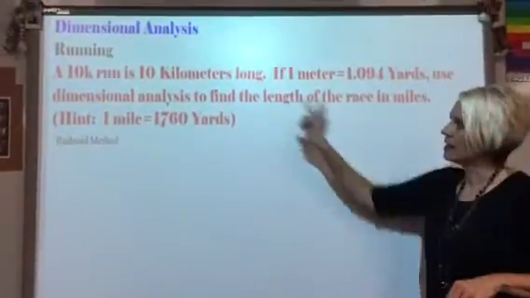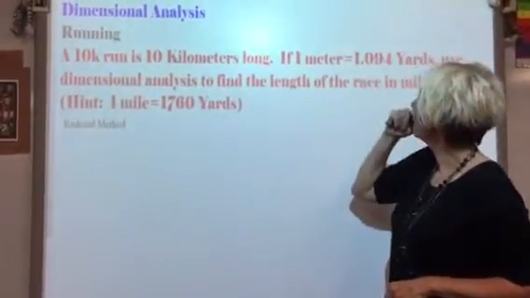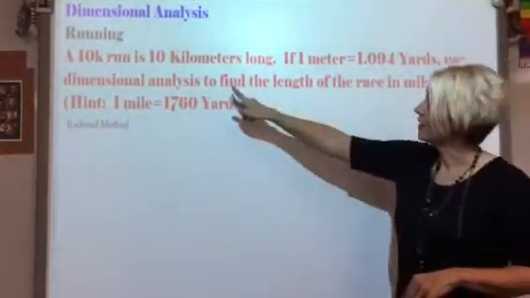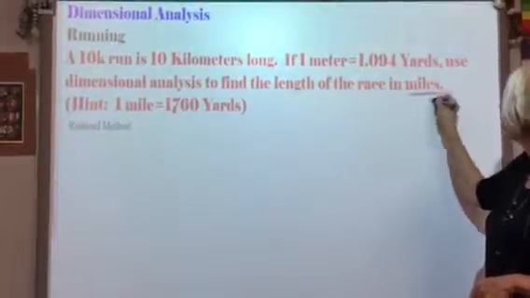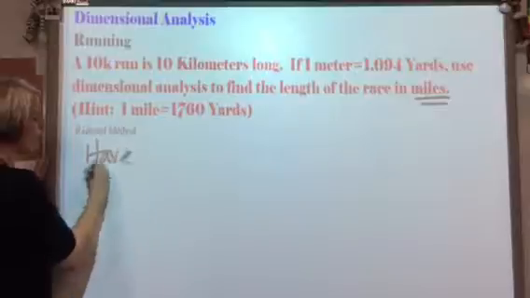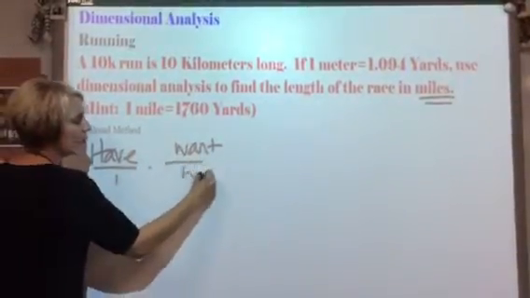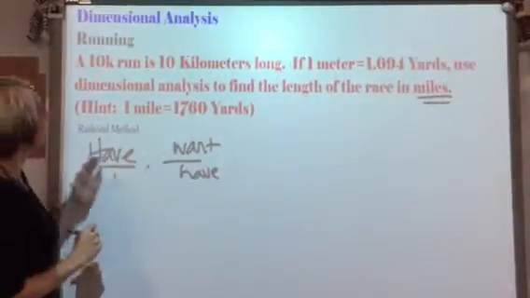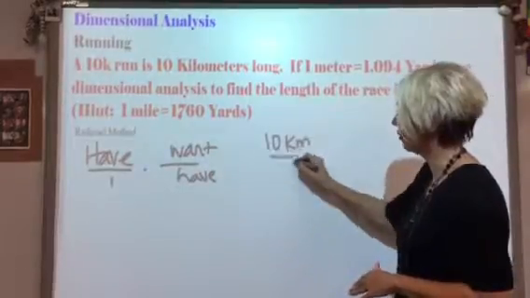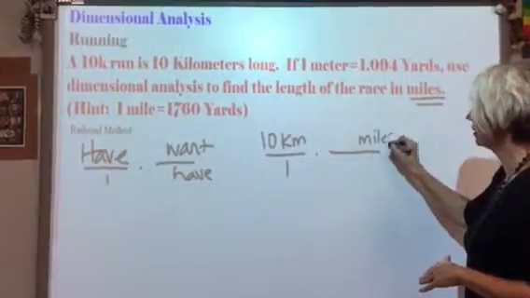The last thing we're going to do in this lesson is dimensional analysis. A 10K run is 10 kilometers long. 1 meter is 1.094 yards. And we're going to use dimensional analysis to find the length of the race in miles. So we use what's called the railroad method. I start with what I have, put it over 1, and my goal is to put what I want here, and I want to cancel what I have. So in this case, I have 10 kilometers. I put it over 1, and my goal is to get to miles.